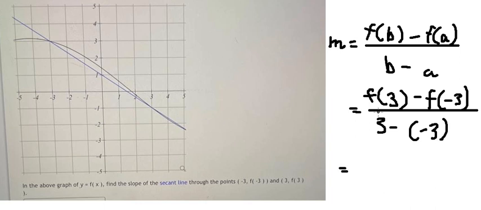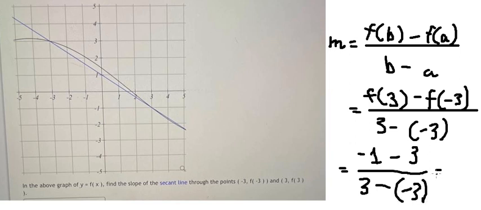So f(3), that is this one, and we have negative 1. f(-3), that is this one, from here we have 3. So we calculate this one, and we have negative 2 over 3.